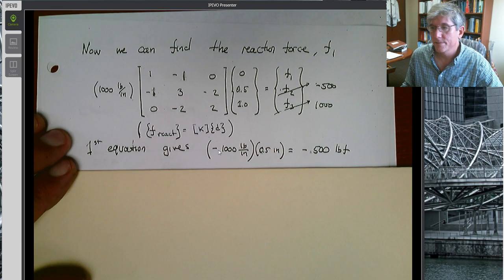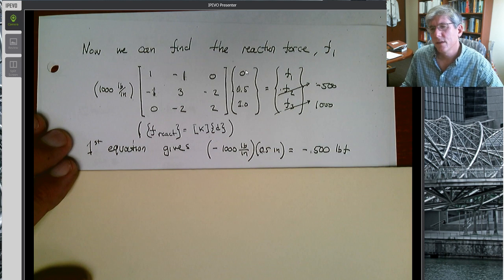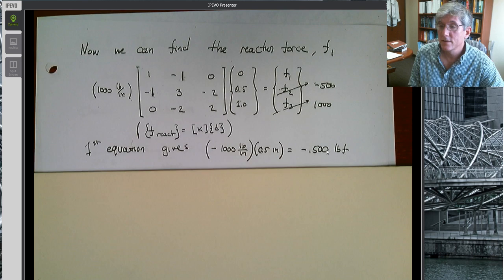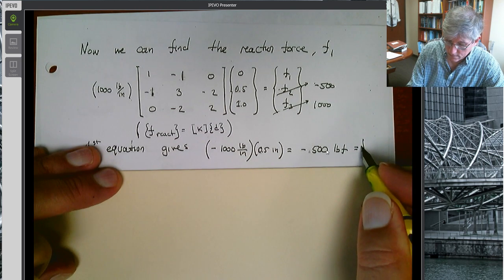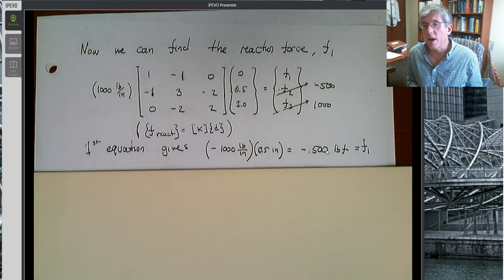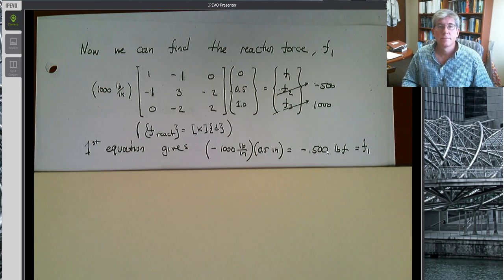It's going to give me F1 is 1,000 times 0 minus 1,000 times 0.5. So that's what we get here, and that's equal to minus 500. That's what it comes out to be. So that is F1, the external reaction force.